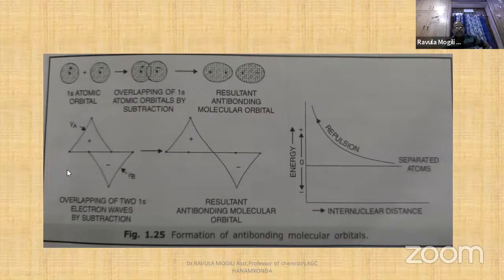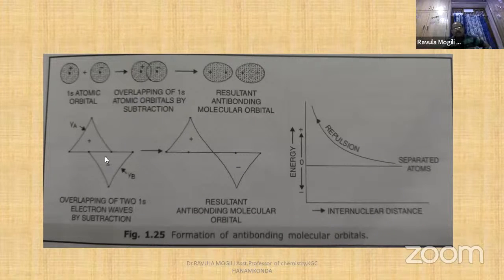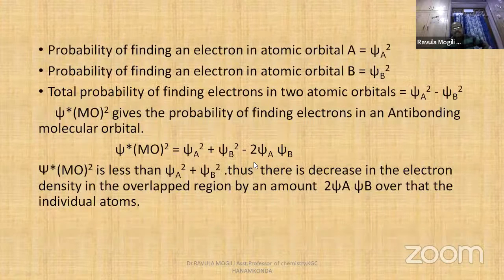So here, this is psi A, this is psi B. There is less electron density comparatively than in the atomic orbital. How much less electron density here, sir? Minus 2 psi A psi B electron density is less compared with psi A square plus psi B square.